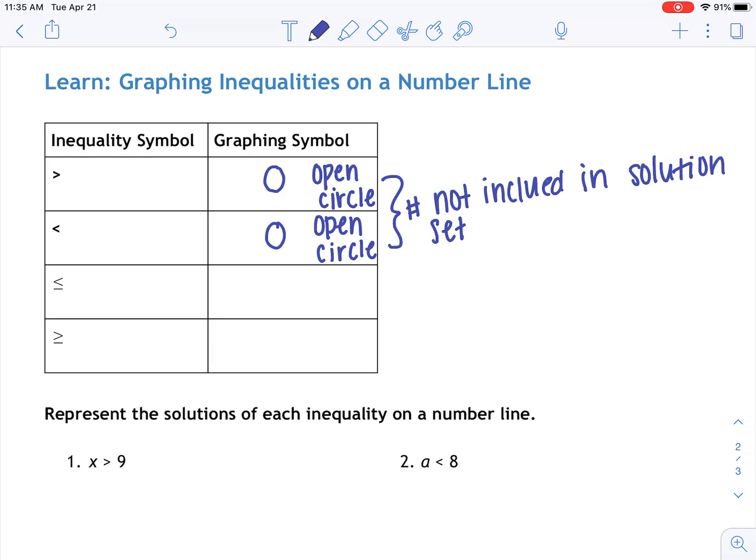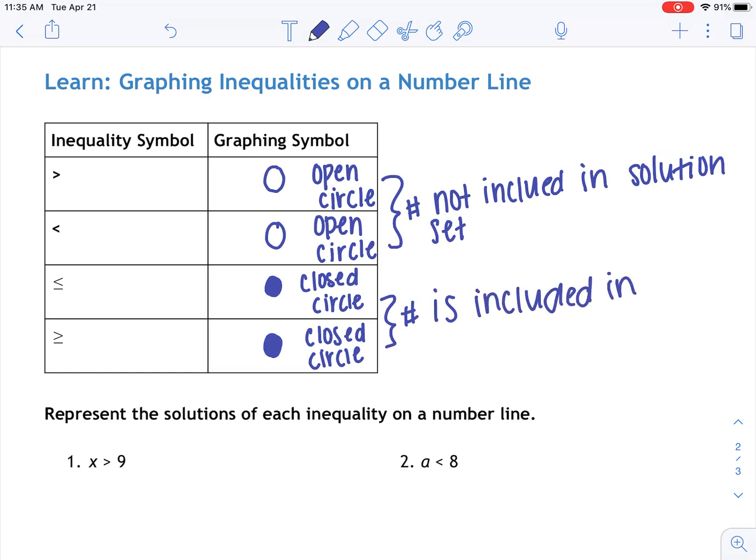When we look at our symbols that are greater than or equal to, or less than or equal to, both of them that are equal to the number, we're going to represent that by a closed circle, to show that the number is included in the solution set. Okay, so when we have that equal sign, we just need to fill in our dot. When we don't have that equal sign below the line underneath our symbol, then we're just going to keep our circle open.